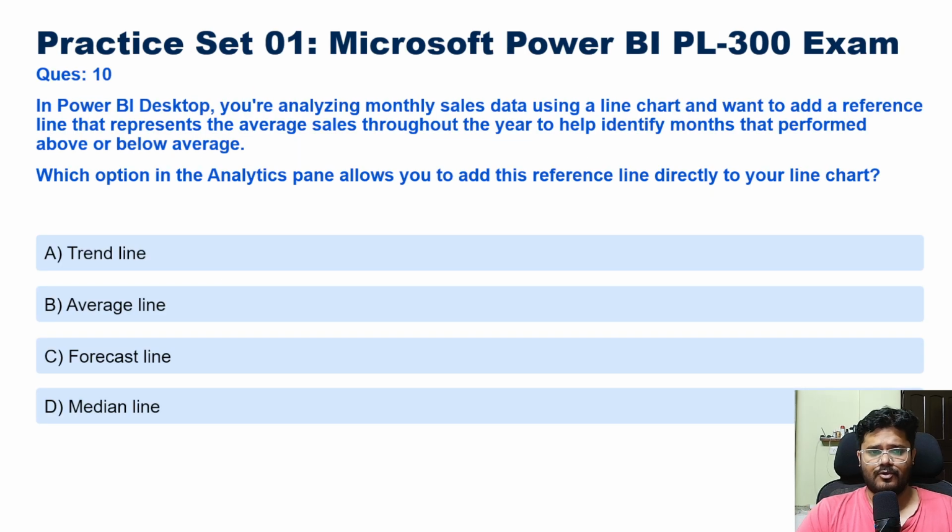So yeah, this is the question. In Power BI Desktop, you are analyzing monthly sales data using a line chart and want to add a reference line that represents the average sales throughout the year to help identify months that performed above or below average. Which option in the analytics pane allows you to add this reference line directly to your line chart?